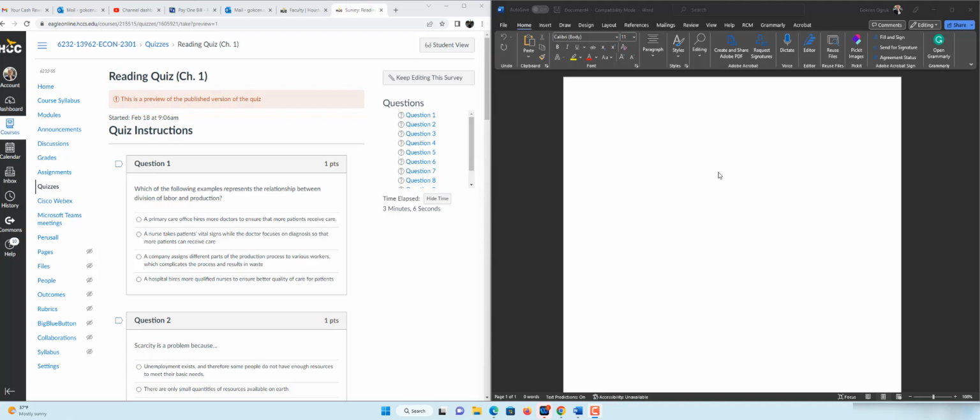So in this chapter you basically learn about what economics is, and you learn about scarcity, opportunity cost, and division of labor. So I highly recommend you first read your chapter before taking any reading quiz. So let's start with the first question.